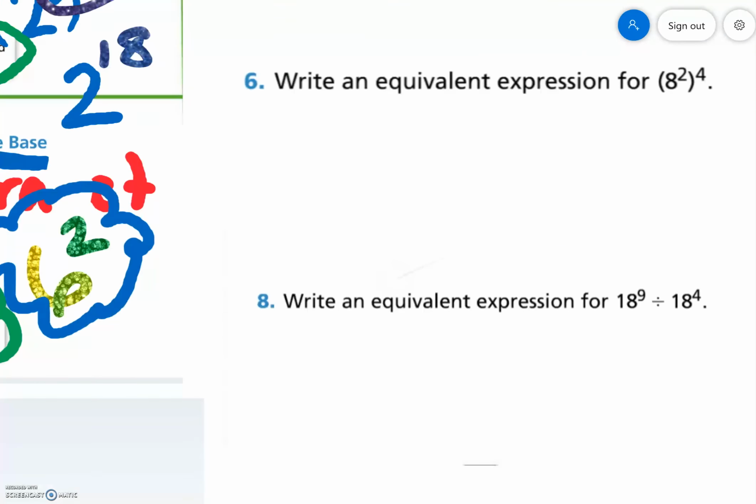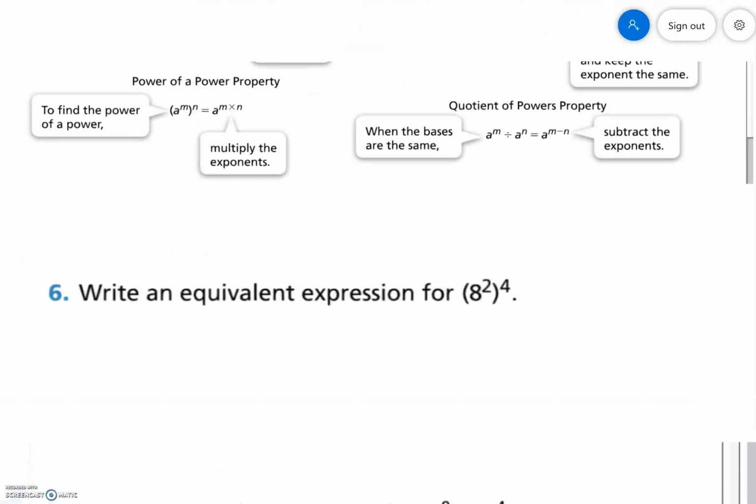Now we're going to talk about the key concept. So, power of a power, you multiply the exponent. You keep the base the same. See how it's a here and a here? Quotient. Quotient means divide. Quotient of powers property. Keep the base the same. The base is still a. But since we've got an m and an n, we have to subtract them. So when you multiply, you add the exponents. When you divide, you subtract.